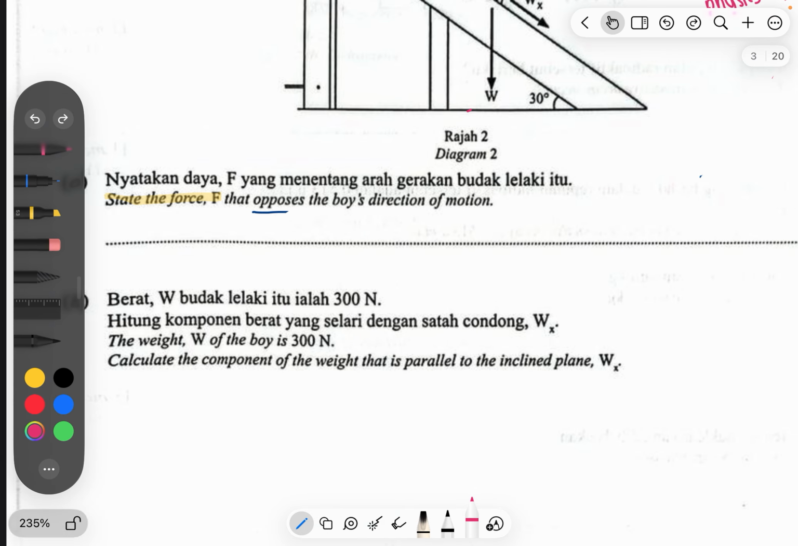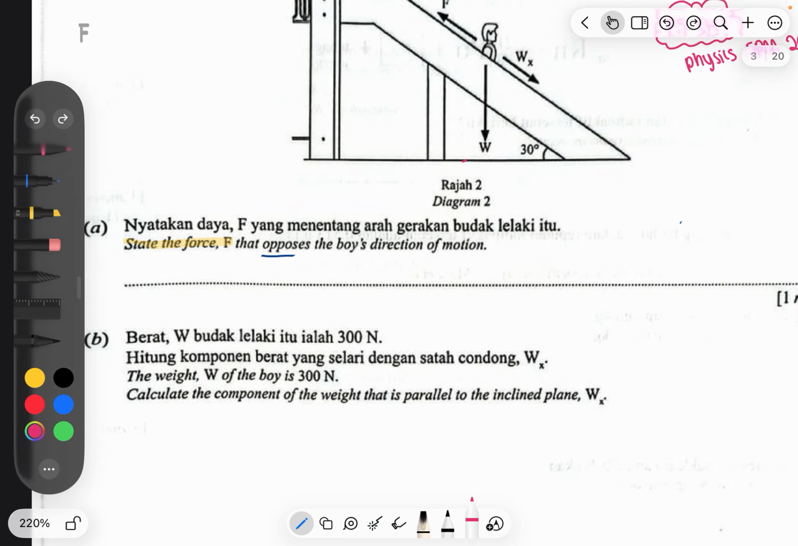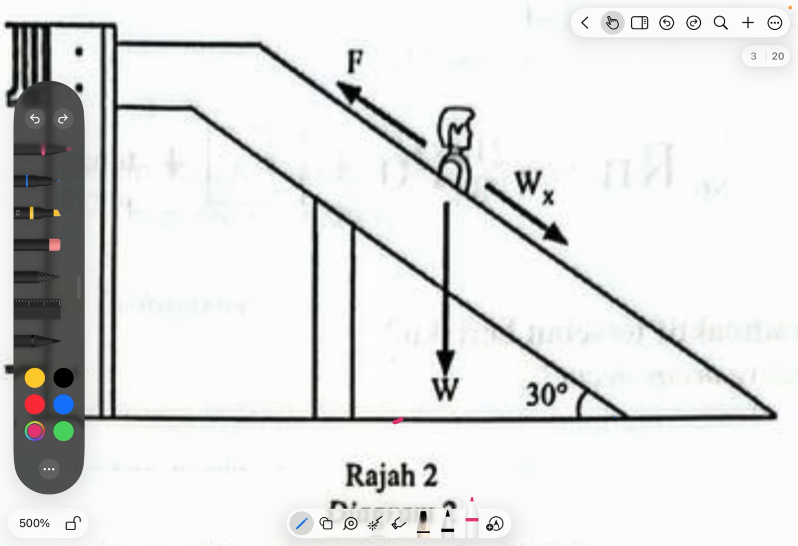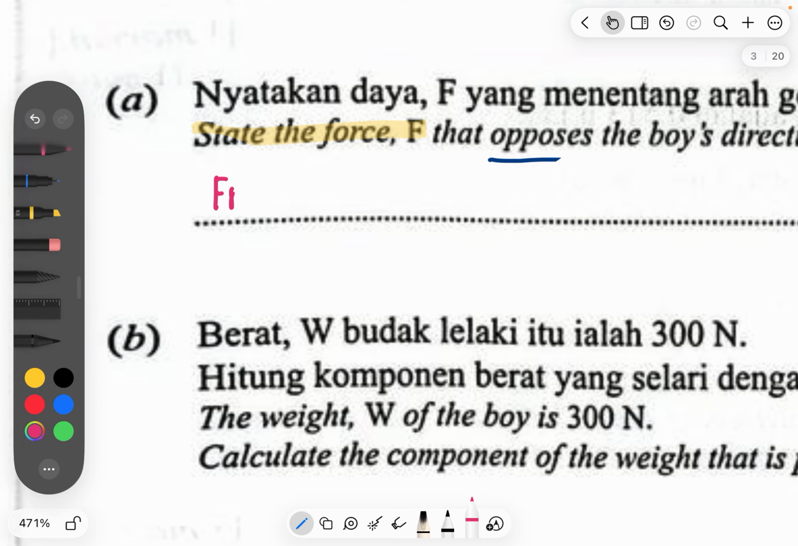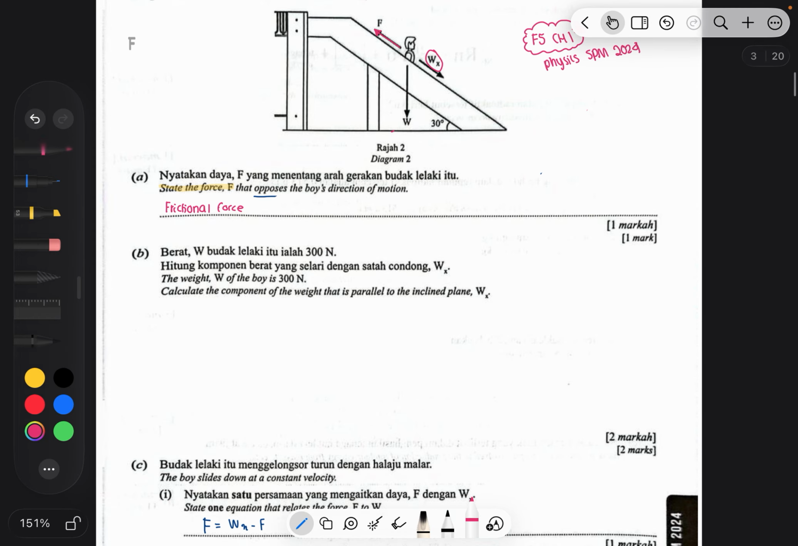So first off, let's answer the first question. State the force F that opposes the boy's direction of motion. So this is F. It opposes the boy's direction of motion, which is WX. And what's the name of that force? It's frictional force, because the definition of frictional force is the force that opposes the active force forward. So this is frictional force.